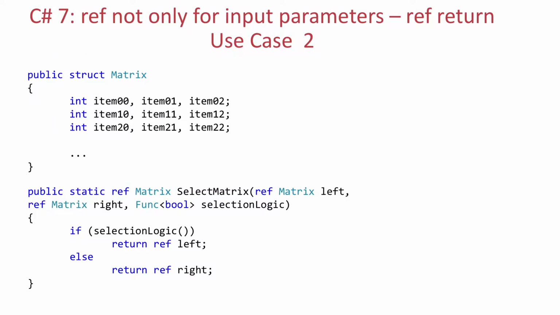Let's move on to another example where we want to return a big value type from a method. Let's say we have a struct that represents 3x3 matrices. Here is how the values are stored.